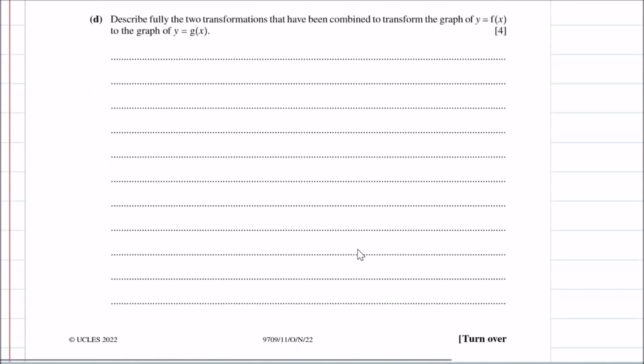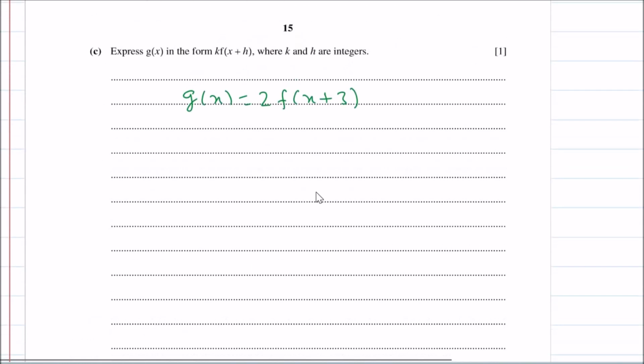Now describe fully the two transformations that have been combined to transform the graph of y equal to fx to the graph of y equal to gx. So if you compare, you can see here what is happening. From here you can write the answer. 2 times multiplied, that means this is a stretch, vertical stretch, and x plus 3 means shifting left side. So translation involved, right?